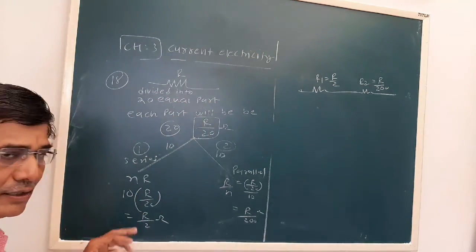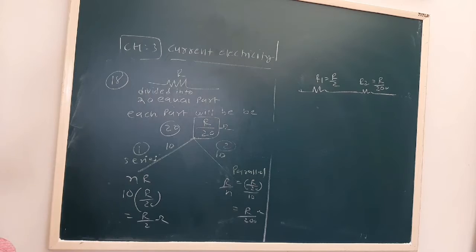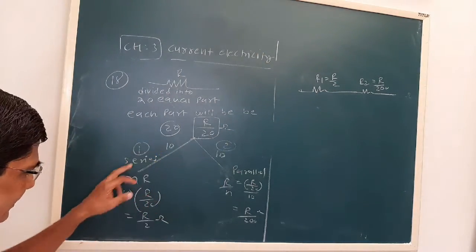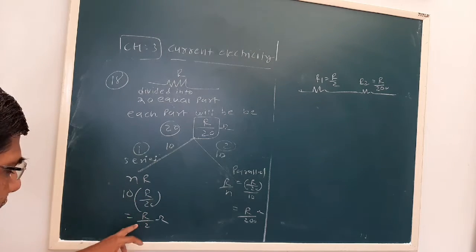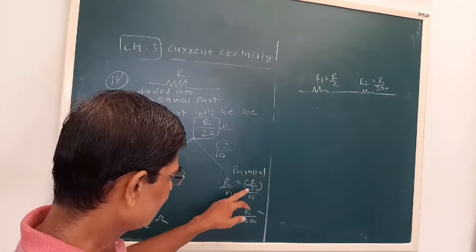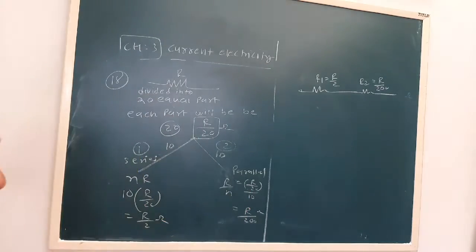Series, when resistances of equal value are connected, it will be N R. N is 10, R is R by 20. So we'll get R by 2. Parallel, it will be R by N, so R upon 200.